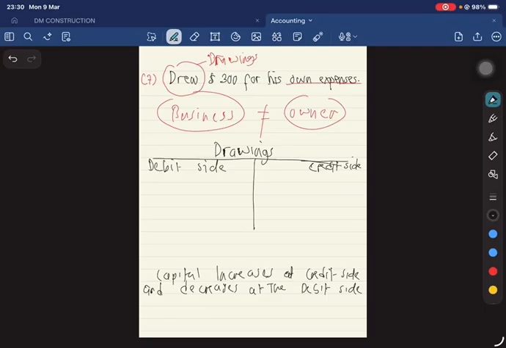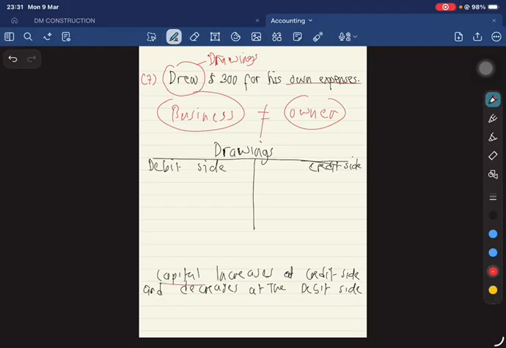So it says he drew 300 for his own expense, and I said drew for his own expense means his drawings. It's not for the business expense, it's for his own expense, so his drawings. And I said he drew it from the capital he has invested, so it means capital will decrease.